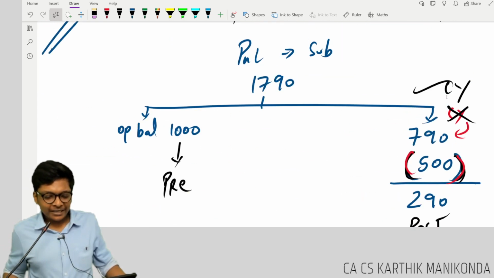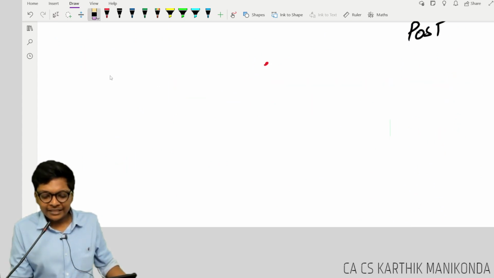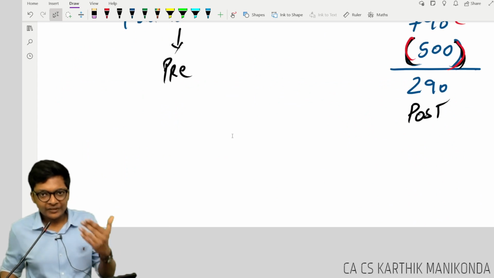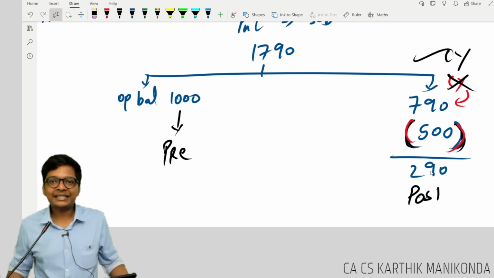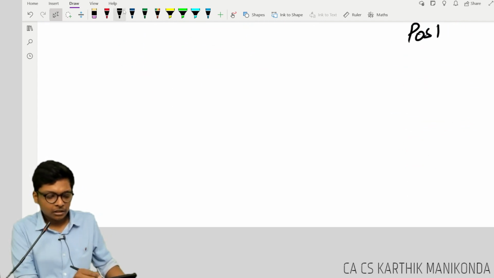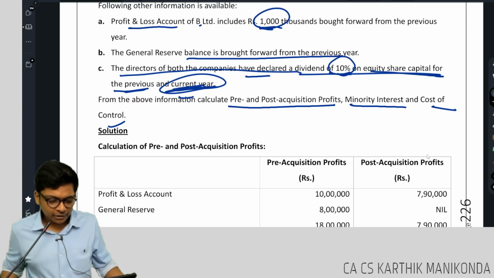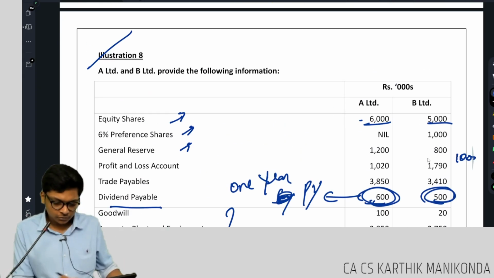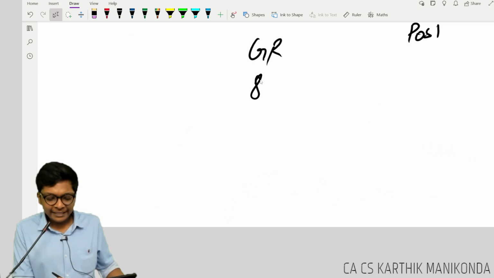Similarly, as you have done for P&L, we have to do for the reserve. Are you understanding why we are reducing dividend in the current year post, guys? Because we are declaring. Okay. So this is the balance post that is available after declaring dividend. Next, similarly, I will do it for general reserve. What is the general reserve balance given in the question? 800. So don't care about holding, only subsidiary. 800. Full 800 is what, guys?